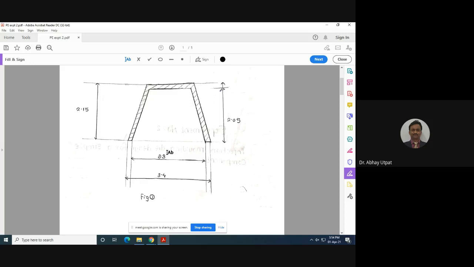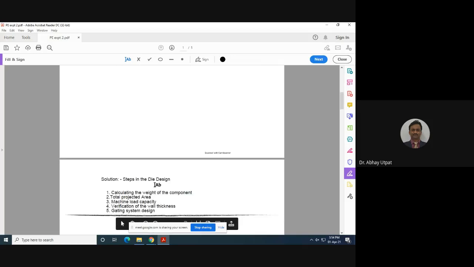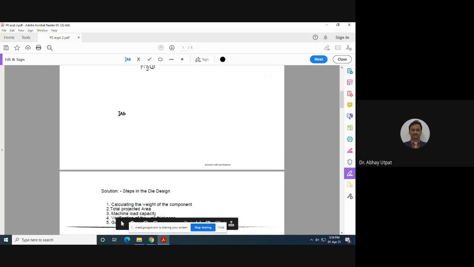At least 2-3 students may have a calculator with you. Okay, I will tell. The weight of the component here is 1.083. I have written here 1.083 gram is the weight of the component.